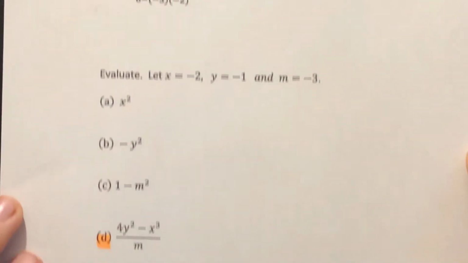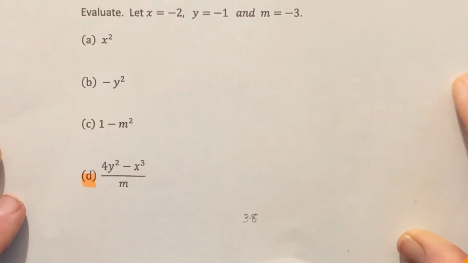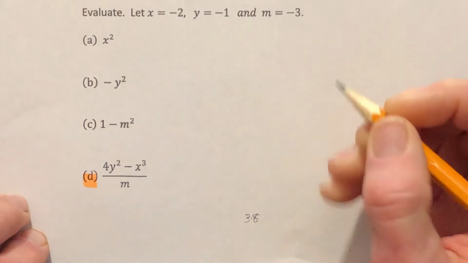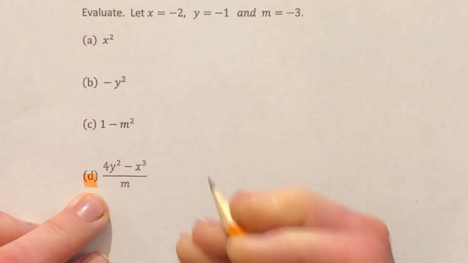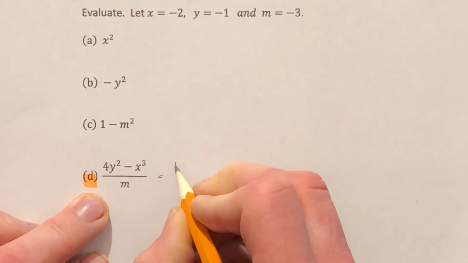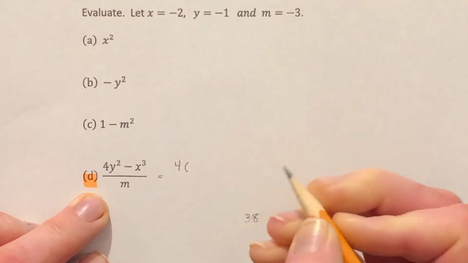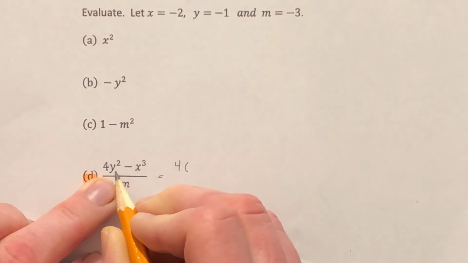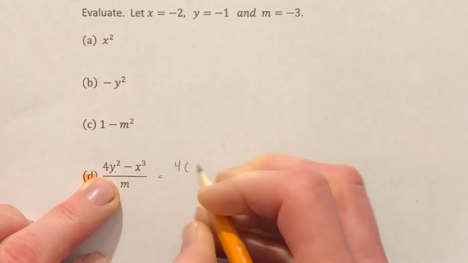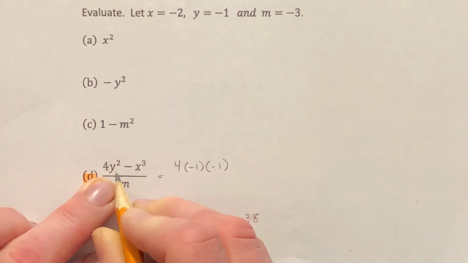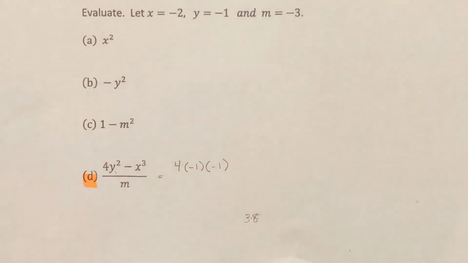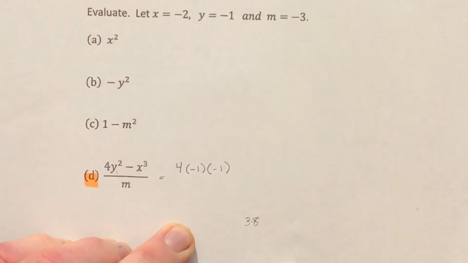Shall we go down to the bottom? We are substituting. We'll just do D together. You can do the rest. Let's see, y is negative 1, x is negative 2. I'm just going to go ahead and square it out. Negative 1 times negative 1, because it's squared. And since it's negative, I'm putting them in parentheses. I always like to put negative integers in parentheses when I'm doing algebra, especially multiplying and dividing.